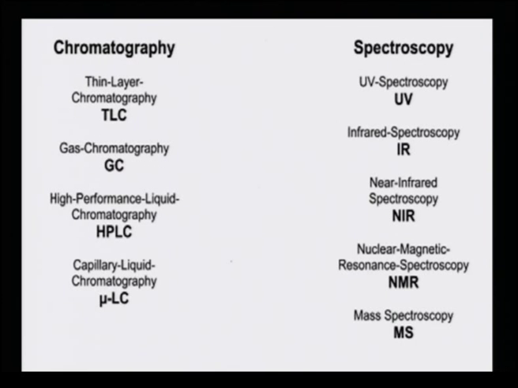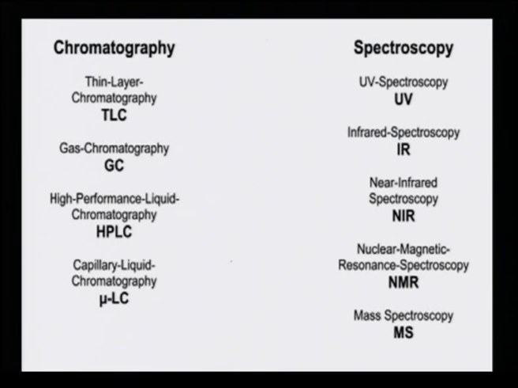Similarly, we have near infrared spectroscopy, also a method which identifies only the functional group presence, and it also shows how many different types of functional groups are present in a molecule. The fourth spectroscopic method is called nuclear magnetic resonance spectroscopy, NMR, which has two different types. One is the proton NMR and the other one is the C13 or carbon-13 NMR.